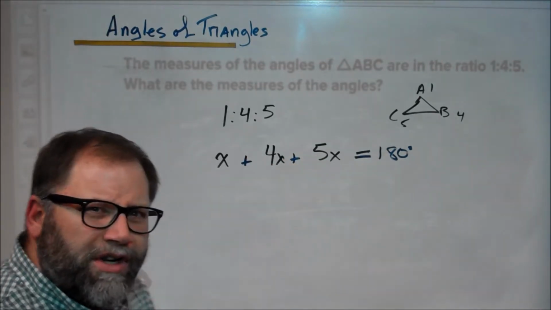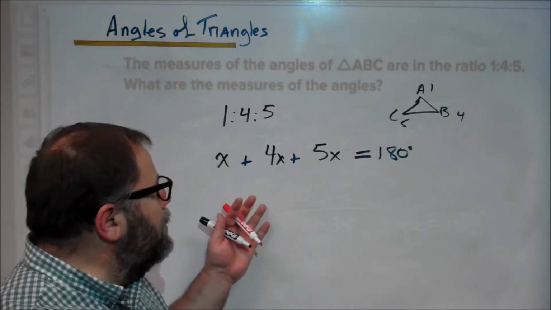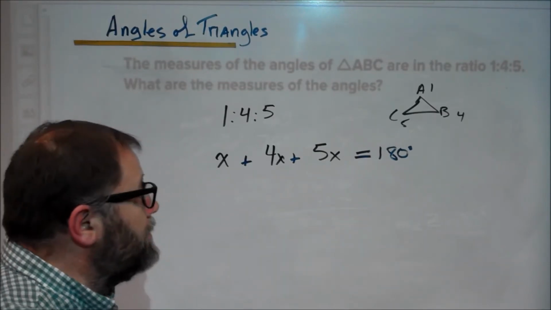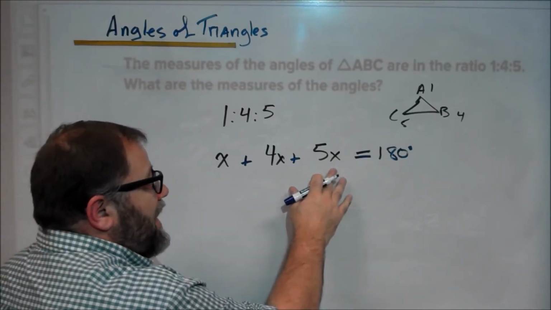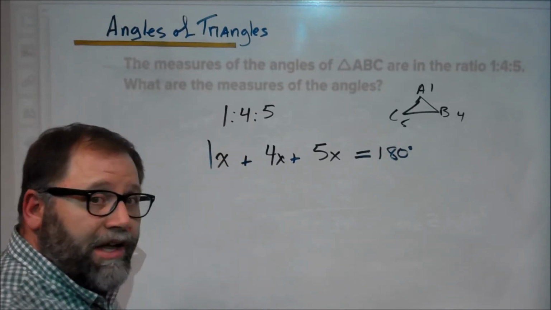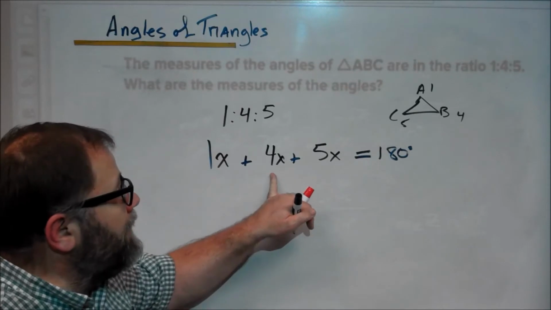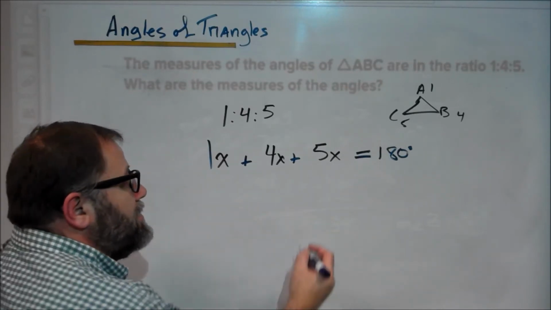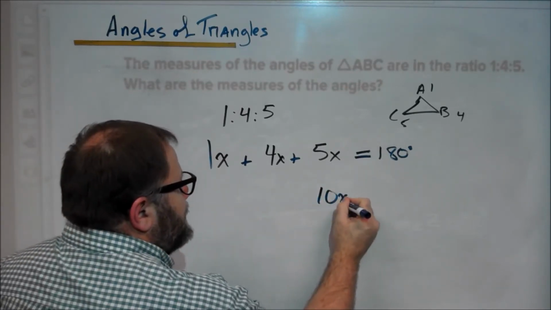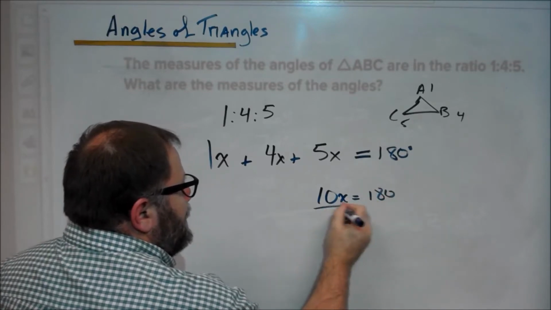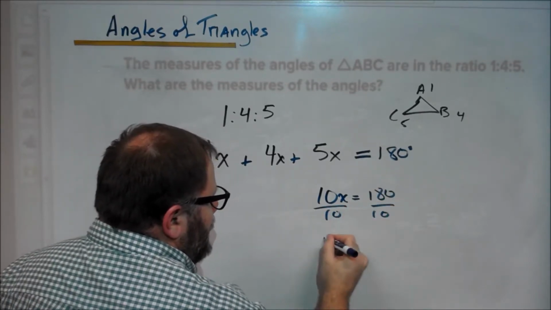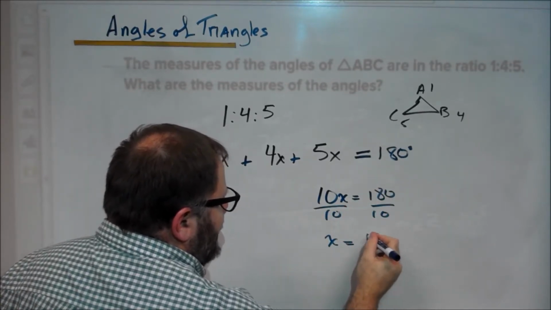Oh, well, there's no degrees in there, Mr. Romanovich. All right, so let's combine like terms. I've got 1x, 4x, 5x. If you need to, put your training wheel back on. There's nothing wrong with it. 1x plus 4x is 5x. 5x plus 5x is 10x, which gives me 10x equals 180. Now we are dividing, and we get x equals 18.